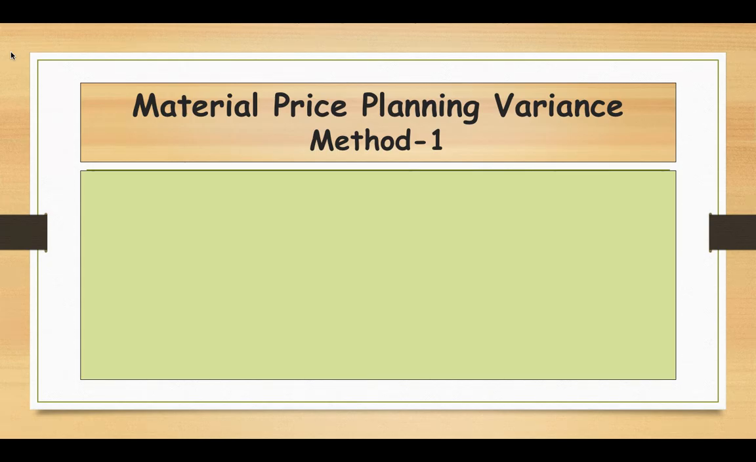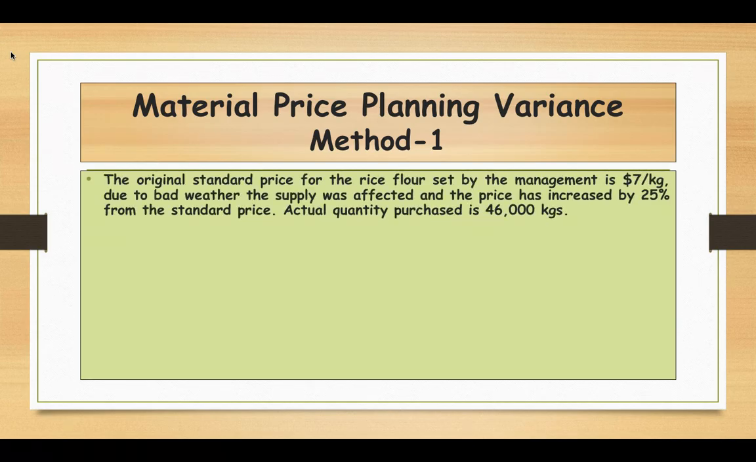Okay, we are going to calculate the material price planning variance. There are two methods. You can choose whichever method you like. In method one, we use the number of kilograms bought. So we'll have a quick look at the question. The question says the original standard price is $7 per kilogram. But there is a general price increase in the market, which is a 25% increase. And the actual quantity purchased is 46,000 kilograms. So we'll calculate the material price planning variance using method one.